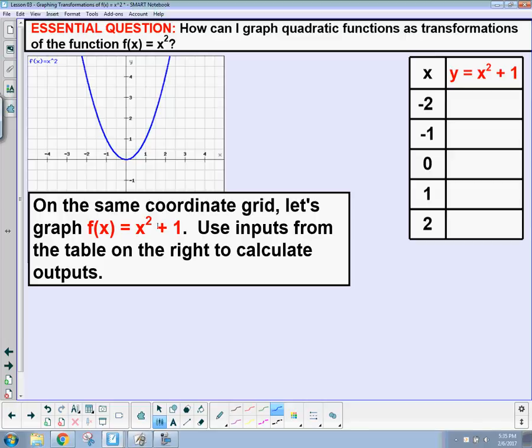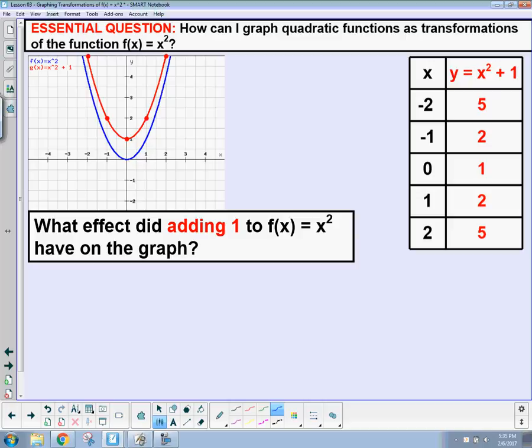What if we add 1 to it? So go ahead and take a second, fill in the chart. Remember, you probably want your whiteboards with the graph on the back of them. Fill in your chart, get your points, and then boom, you get 5, 2, 1, 2, 5. Adding 1, what happened? From this one to this parabola, from blue to red, what happened? That's right, it went up 1 unit, up 1 unit. That's what happens when you add a constant of 1.